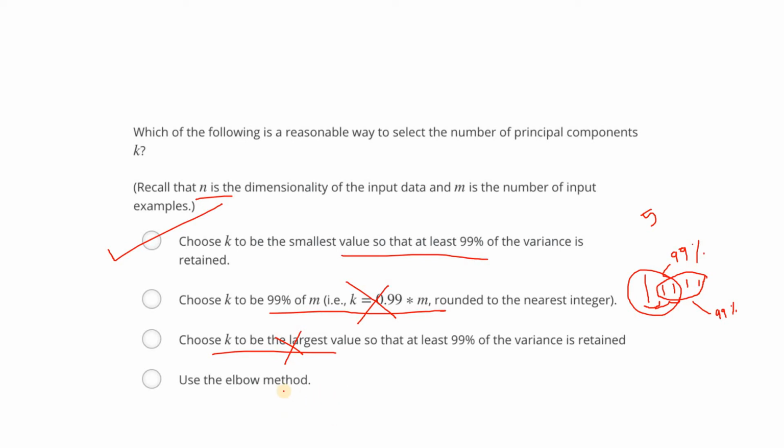Use of elbow method. Now sometimes we use elbow method. I am not telling it is completely wrong, but as you know, like in chemistry also, elbow method sometimes might be difficult to interpret and sometimes may lead to wrong interpretation of result. Similarly here, always if it is single option correct, the first option is the best possible answer.